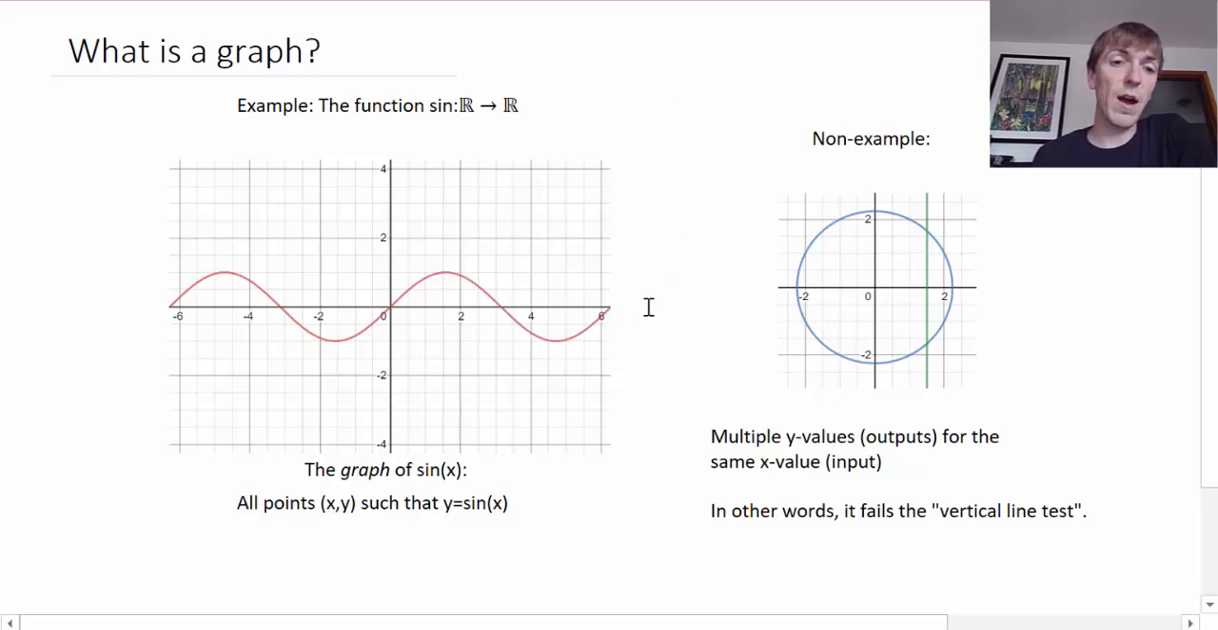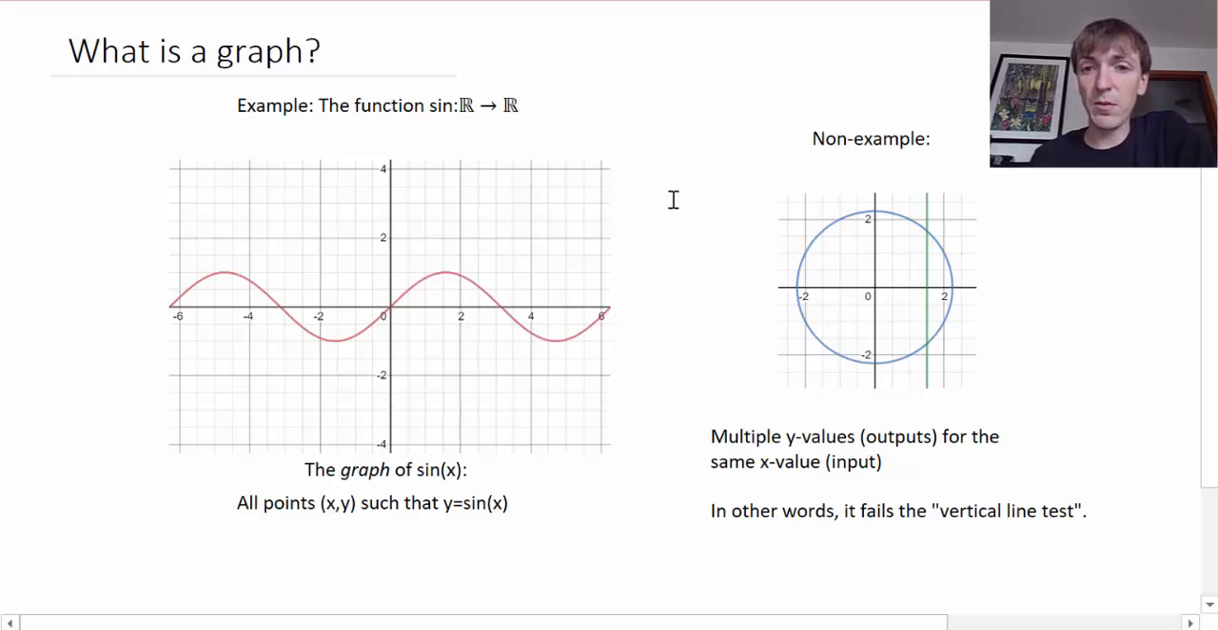So here on the left is the graph of the sine function. And what does that mean exactly? Well, it means that I've drawn all the points x comma y such that y is equal to sine of x. That's literally what a graph means. So we can use graphs to give basic estimates for values of functions. For example, if I wanted to know what sine of 2 was, I just need to find the point on the graph that has an x value of 2, and then estimate what the y value is going to be, which looks like it might be about 0.9 from this picture.